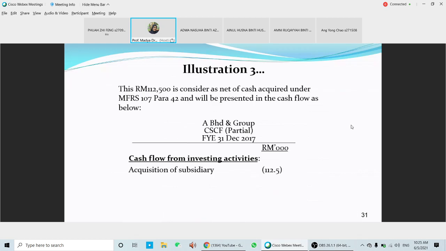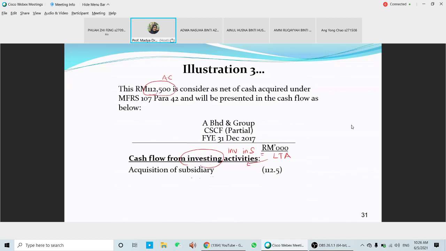So to prepare the statement of cash flows, you have the investments here, the total aggregate cash here. The aggregate cash is 112,500, which needs to be presented under investing activity. So, acquisitions of the subsidiary. Why do we put it under investing here? This is because your investment in a subsidiary is part of your long-term asset, so you're going to transfer it or put it under investing activities.